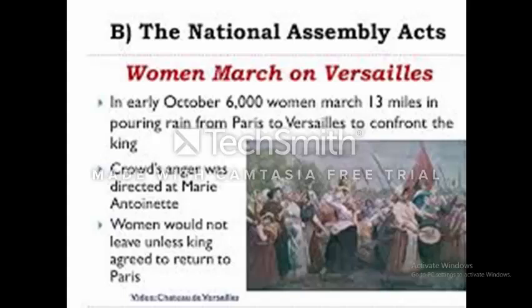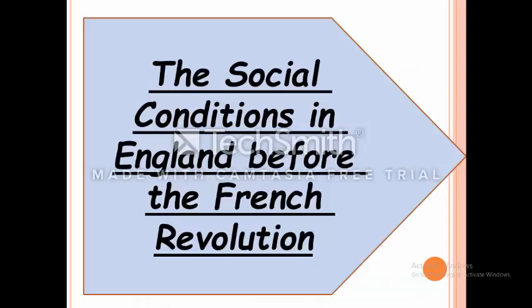The National Assembly acts. Women march on Versailles. In early October, 6,000 women marched 13 miles in pouring rain from Paris to Versailles to confront the king. Crowds' anger was directed at Marie Antoinette. Women wouldn't leave unless the king agreed to return to Paris.